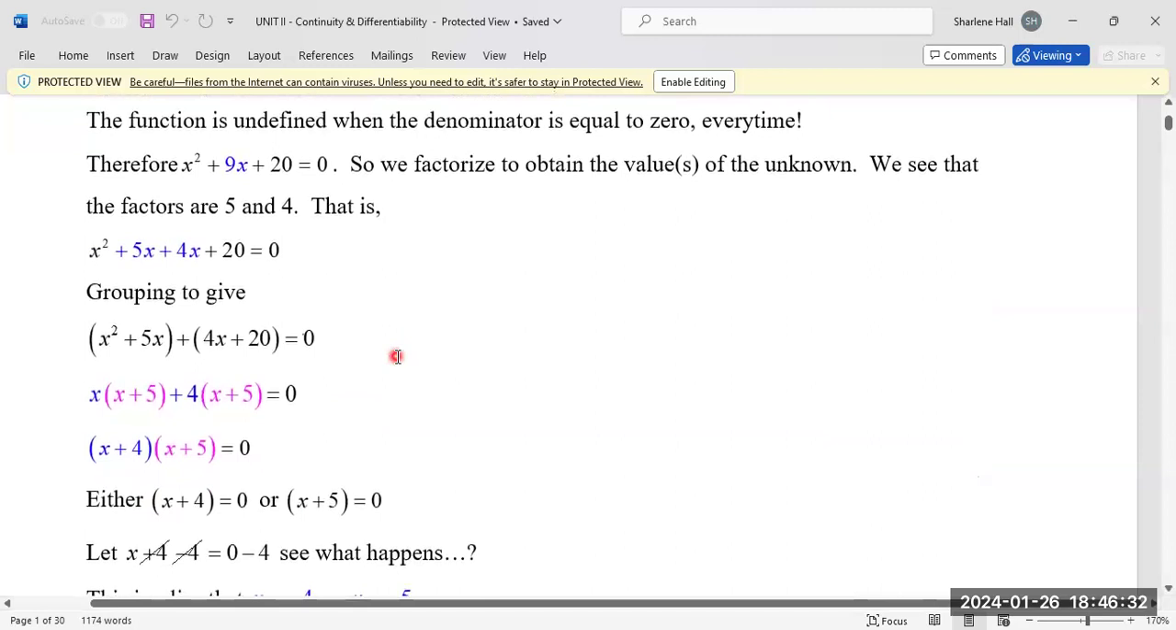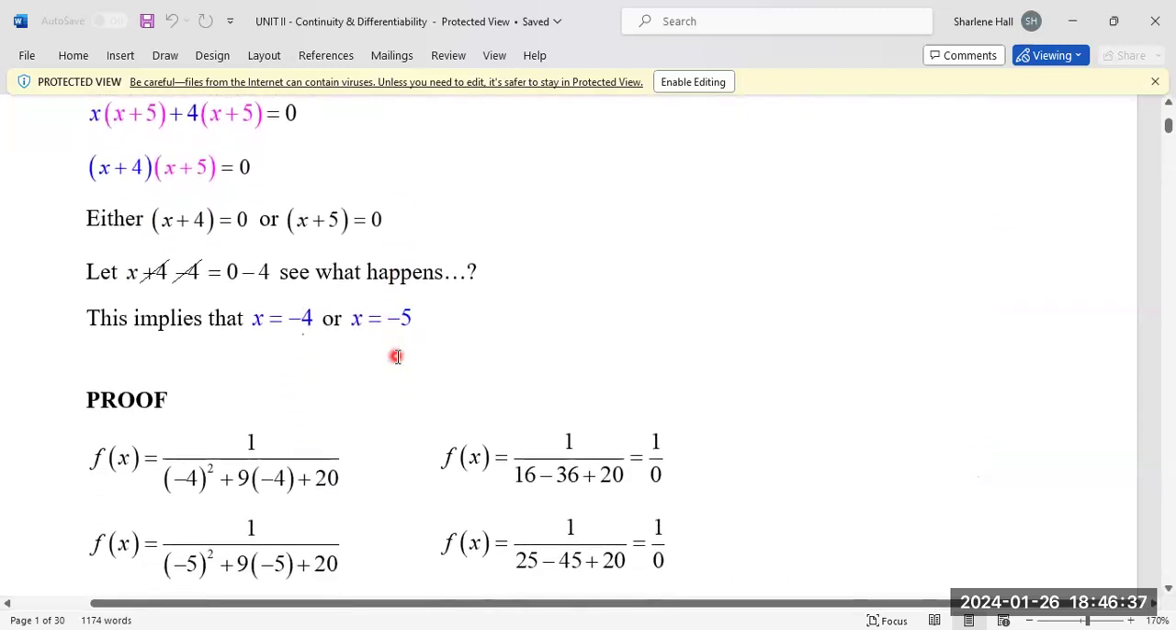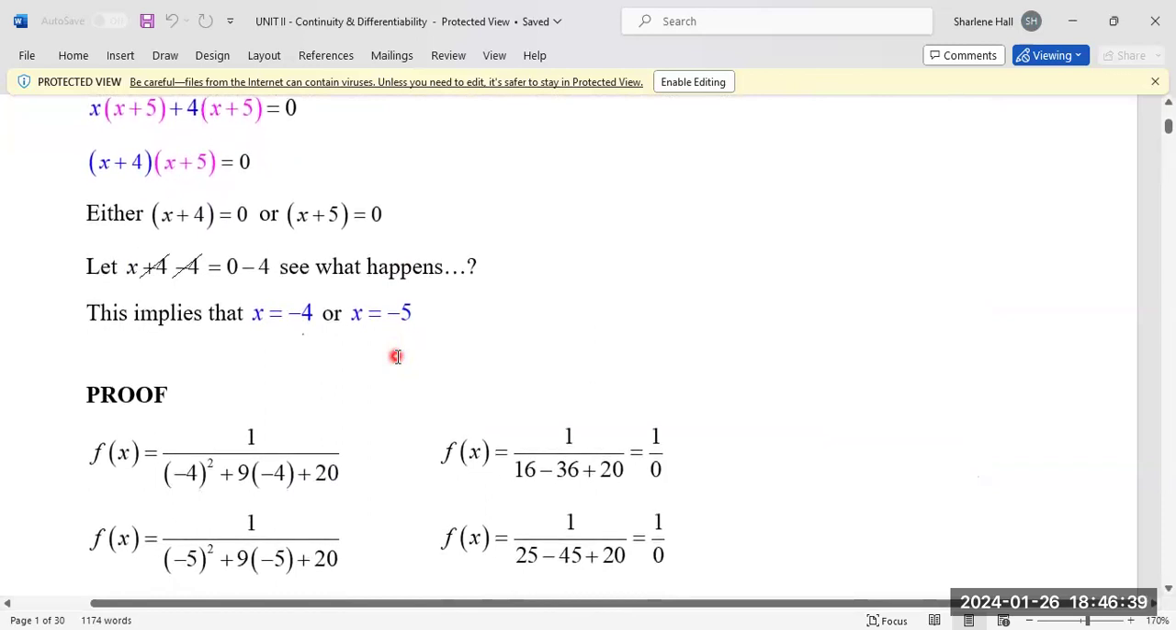And then now, the question is finished. I can prove it. Let me prove it here with the first one. We are saying that x is equal to -4. All I'm going to be doing is anywhere in the function f of x, sorry, I see x, I'm going to substitute -4. So -4 squared is going to be equal to 16. And 9 times -4 is going to be -36. And I put back my plus 20. 16 minus 36 is -20, and -20 plus 20 is 0.